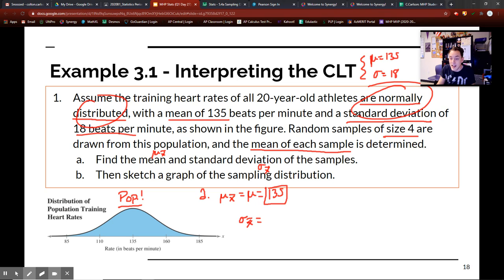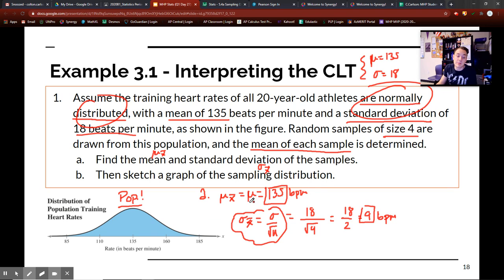What is that? Okay, well, I'm going to be using this formula again, sigma over radical n. What's the population standard deviation? 18. What's my sample size? 4. So what is that? It's 18 all over 2, which is 9. And that's it. This is technically 9 beats per minute, and the mean is 135 beats per minute. So I have a mean of 135 beats per minute, and I have a standard deviation of 9 beats per minute.